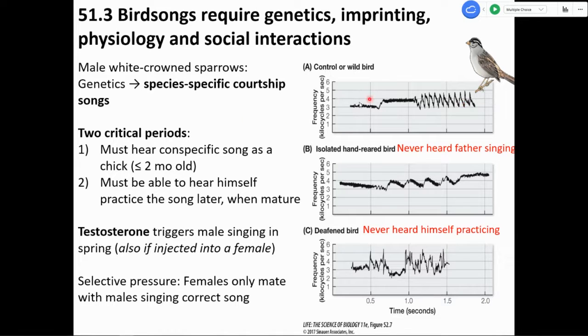So this is what a normal bird song looks like if you record it and display it in this manner. What they were able to show is that the male birds have 2 critical periods that they need to go through in order to produce this species-distinctive or mating song. First of all, they must hear conspecifics. So conspecifics means birds of the same species.